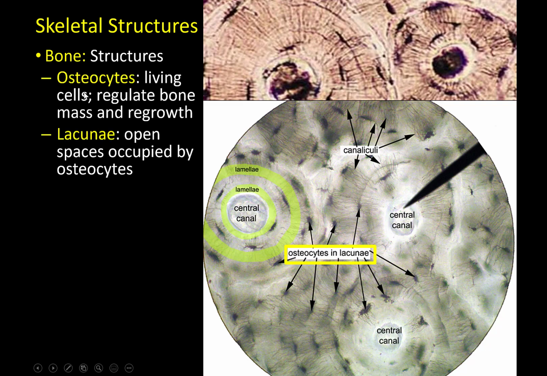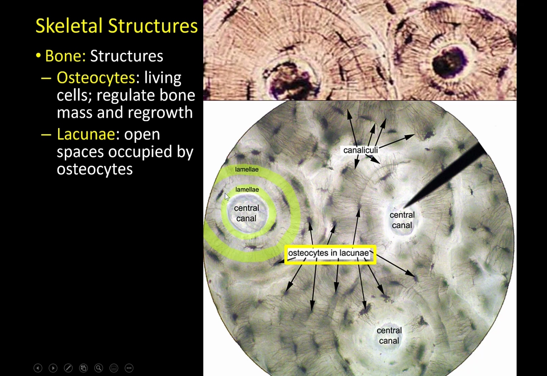The first are the living cells themselves, plus the chambers in which they reside. Osteocytes are literally bone, hence osteo, and cell, hence cyte. These bone cells regulate bone mass and bone regrowth. If the bone is broken down or if the bone is literally broken, these are the cells that are going to repair or replace that missing material. And these cells need space in which to live.